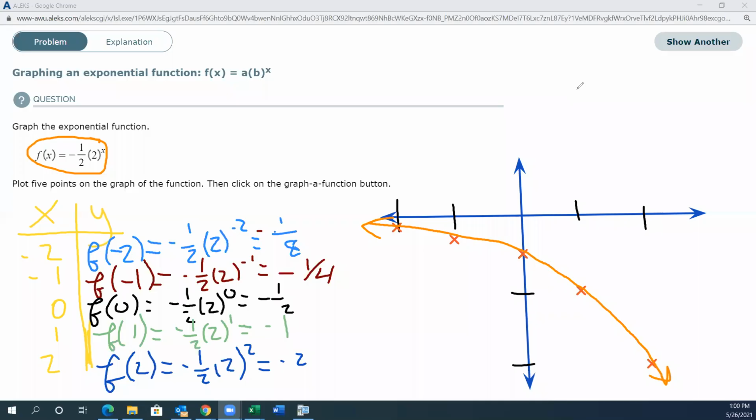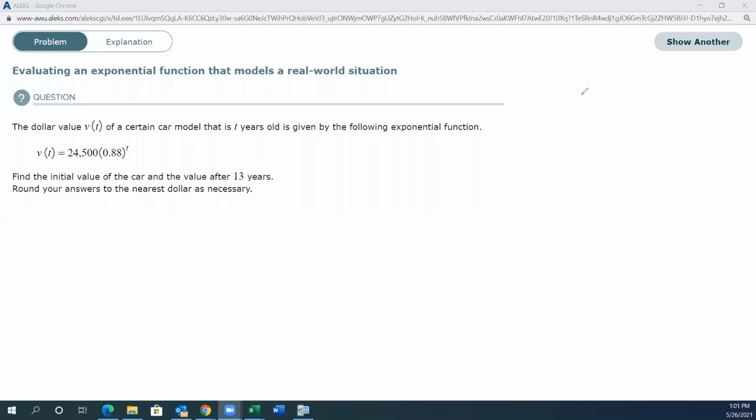Okay, the moment's over. The dollar value V of t of a certain car model that is t years old is given by the following exponential function. Before I read the question, in an exponential function, you always have a number out front, and then you have this number that's raised to the t power, or x, whatever your independent variable is. Now, the number out front tells you your starting amount, starting number of rabbits, starting value of the car, whatever. So this car starts out at $24,500.